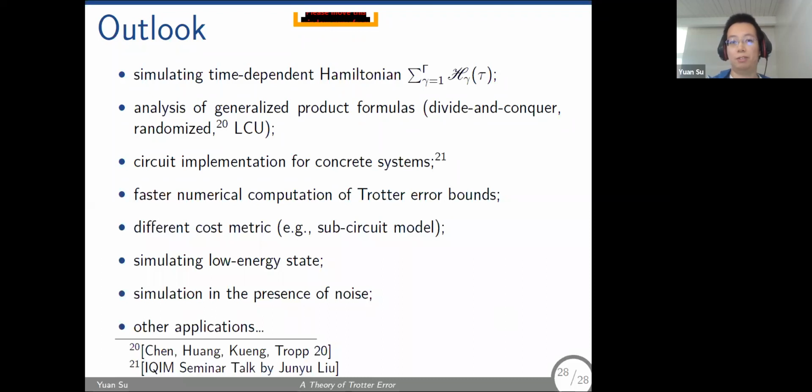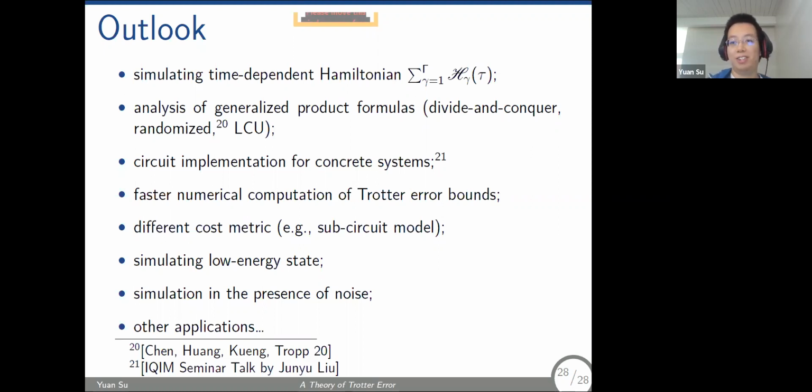Different cost metrics. So we are using the quantum circuit model. So the number of gates determines the gate complexity. But maybe you can use a more physically motivated model, like some recent interest in the sub-circuit model. Hopefully you can get an advantage there.